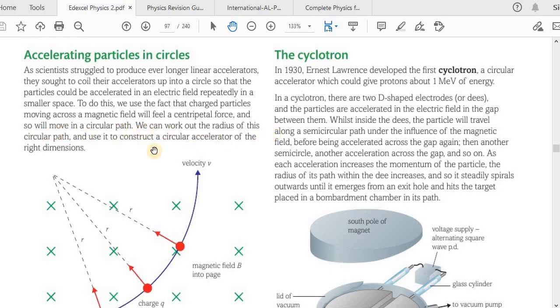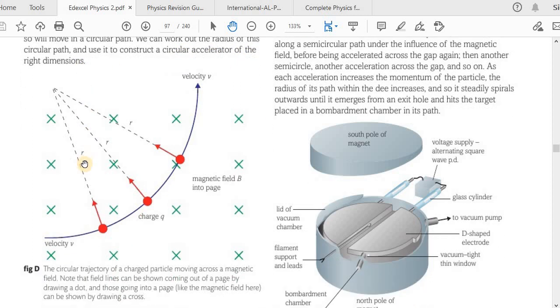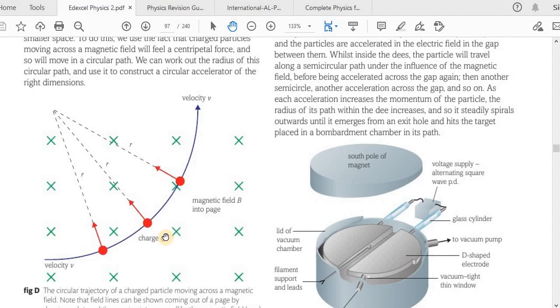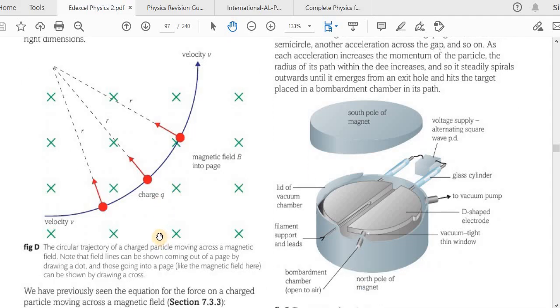We can work out the radius of the circular path and use it to construct a circular accelerator of the right dimensions. You can see here. Now for this you can use Fleming's left hand rule. The thumb, the index finger and the middle finger should be perpendicular to each other. So we can try. First finger, that is the index finger, is in the direction of the magnetic field, which is into the screen or into the page.